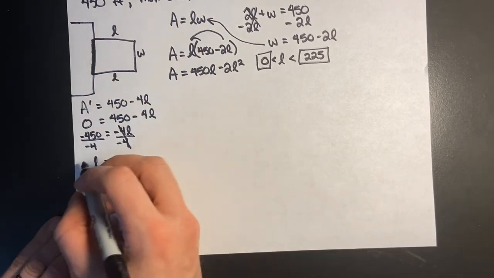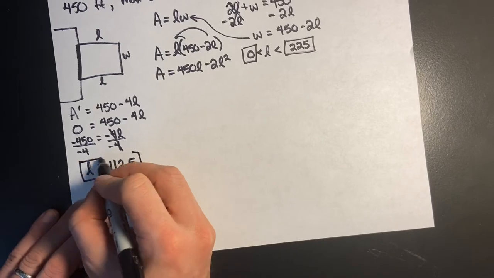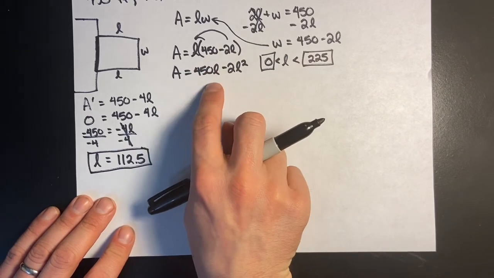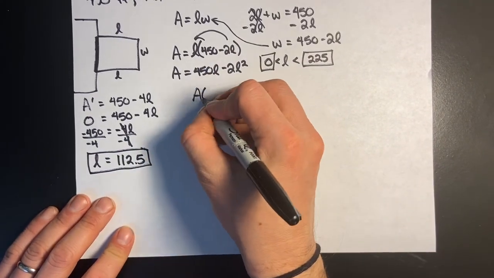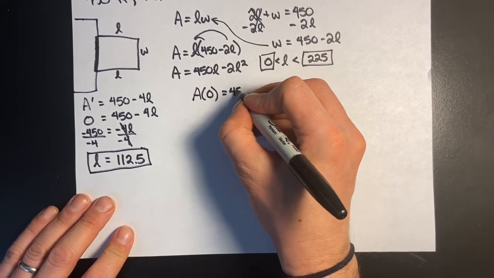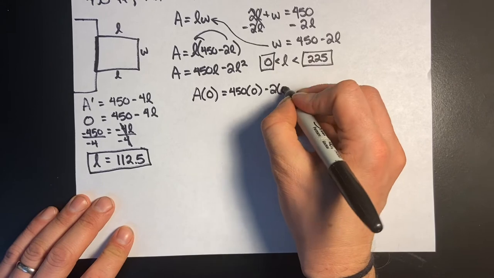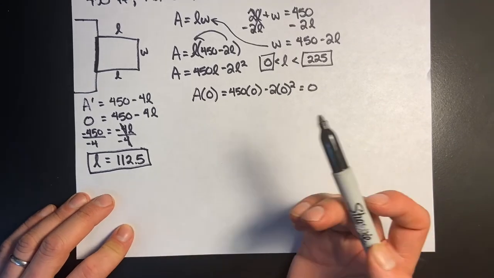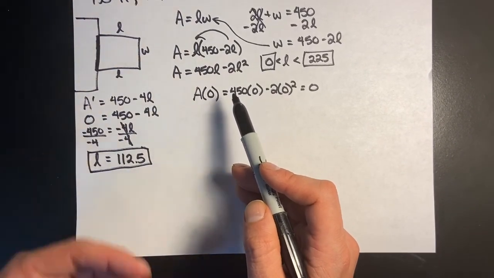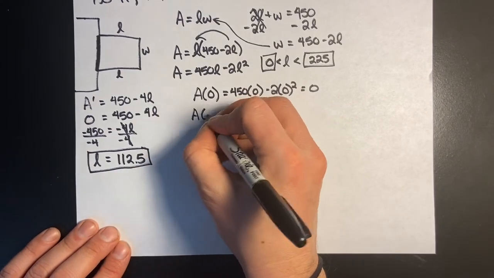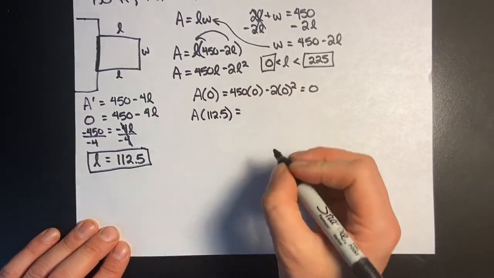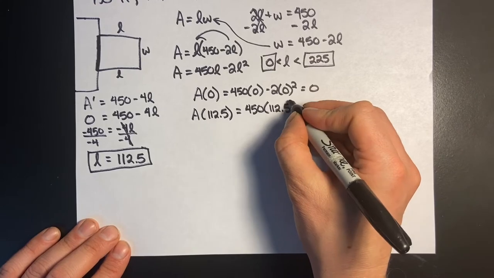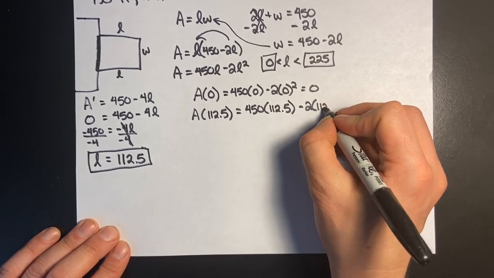Good job, me. So I have my critical points and I have my endpoints that I care about. I'm gonna plug all three of them into the original equation and see what I come up with. A of zero is going to give me 450 times zero minus 2 times zero squared. Nothing. And again, that makes sense because if I have a rectangle and the length is nothing, I'm not gonna have an area. If I plug 112.5 into my original area formula, I have 450 times 112.5 minus 2 times 112.5 squared.